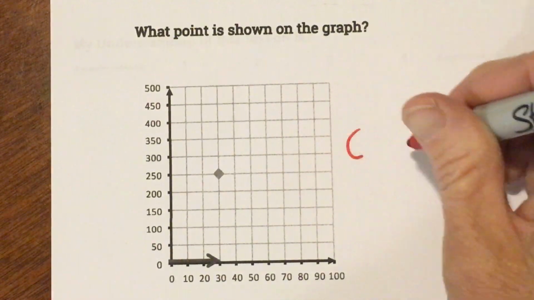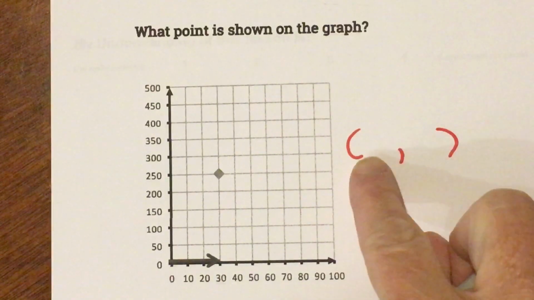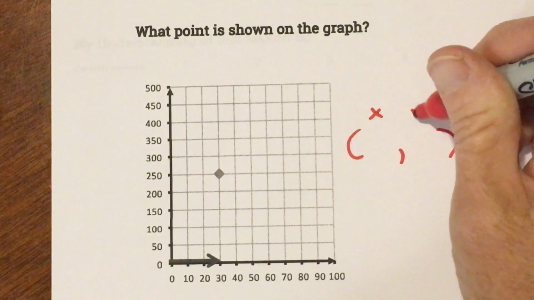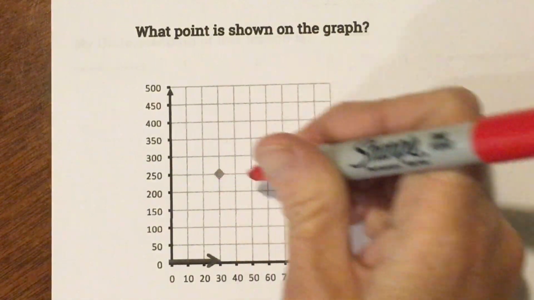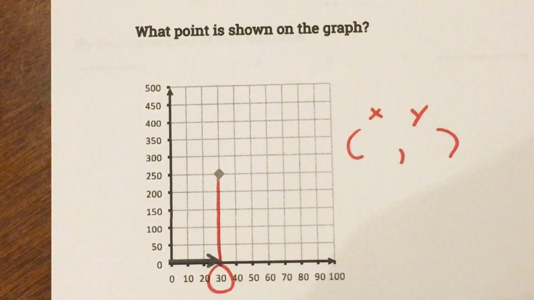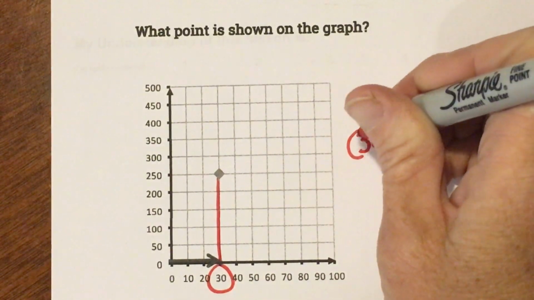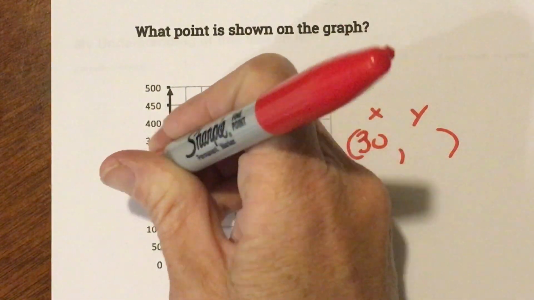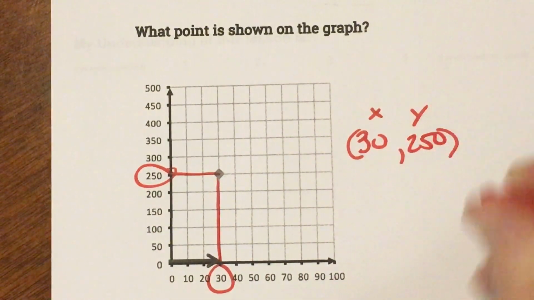Well, remember an ordered pair always has an X and a Y. So I'm going to label it. So what is my X? Well, my X is 30, and my Y is 250.